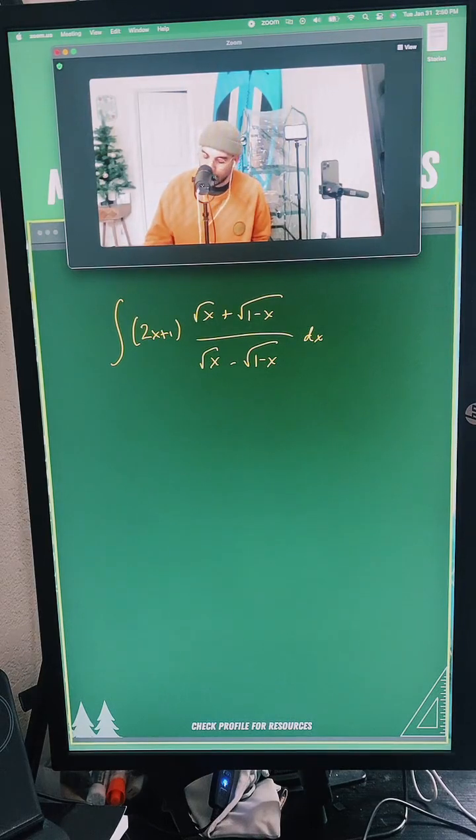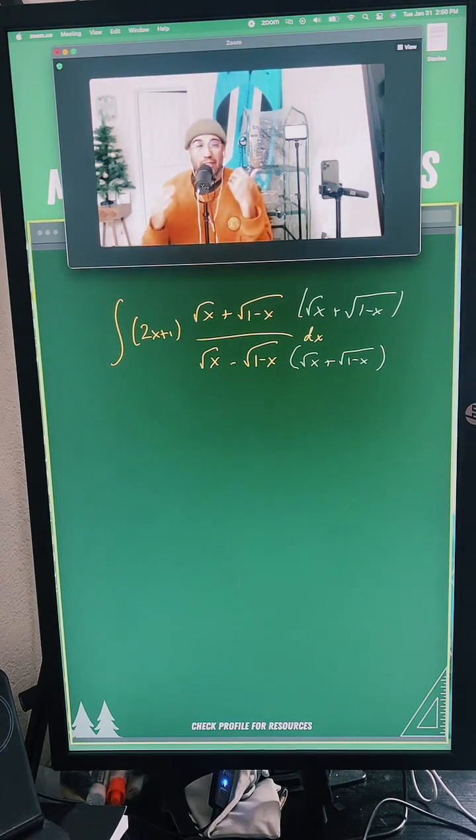Let me go ahead and start writing that down. And what I mean by the conjugate, it's going to be this root x plus root 1 minus x, and then root x plus root 1 minus x. I'm doing that to the top and the bottom. And the reason why I'm doing that is so the bottom doesn't have any radicals. I don't know if this is going to lead us anywhere, but I think that's going to be the case. All right, so let's go ahead and continue.